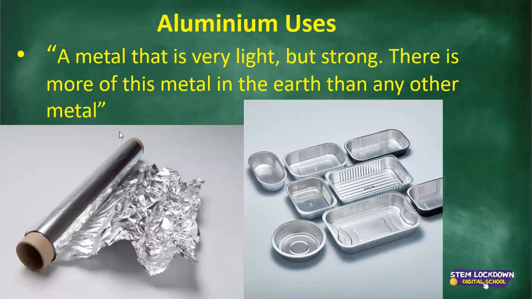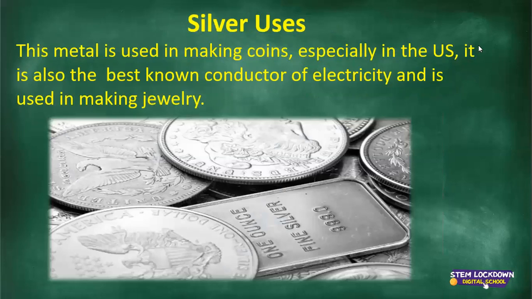And then I think we had Sakura talk about foil. That is also an aluminum material used at home. Okay. All right. And then we have silver.